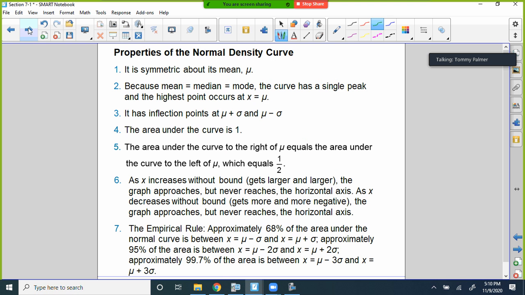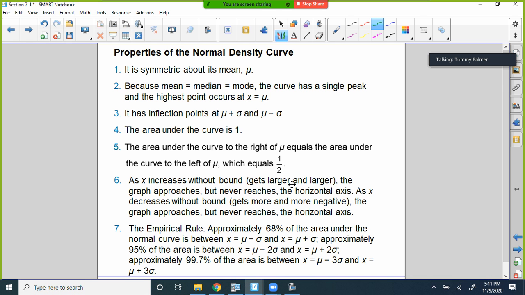All right, so some properties of a normal density curve. It's symmetrical about the mean. Because it's bell-shaped, the mean, the median, and the mode are all equal, right? If you think about all the properties that we learned when we were looking at skewed left and skewed right, think about that in terms of median and mean.